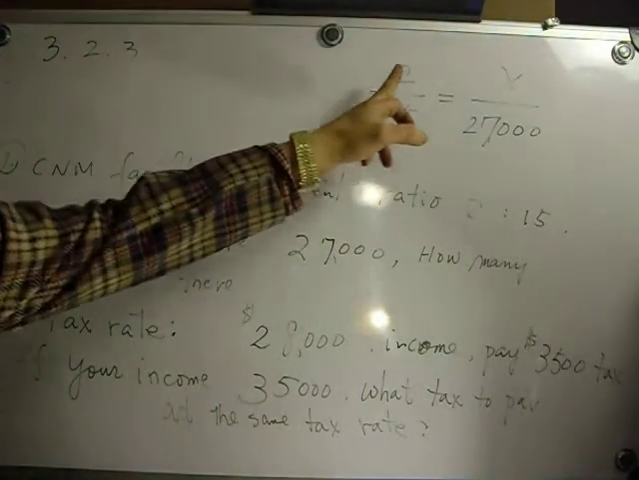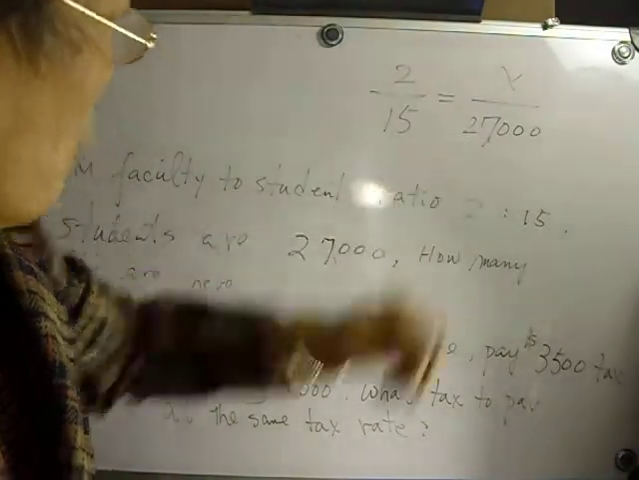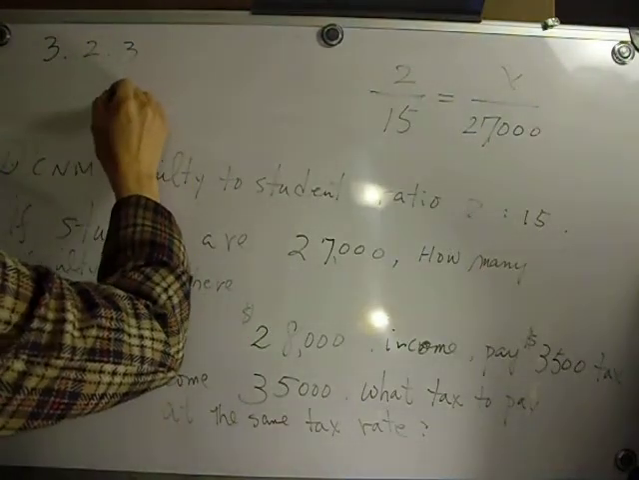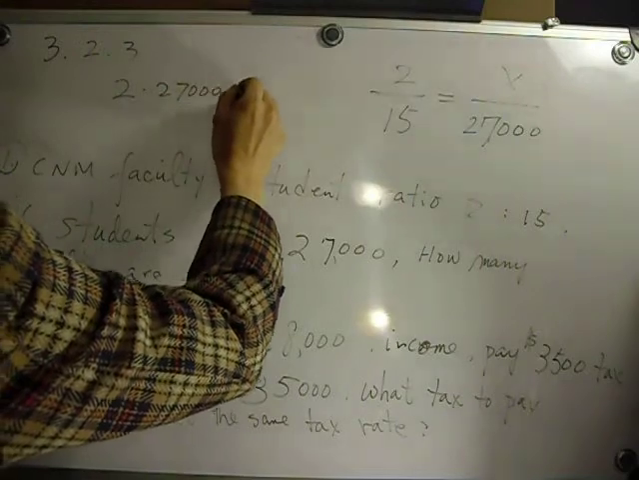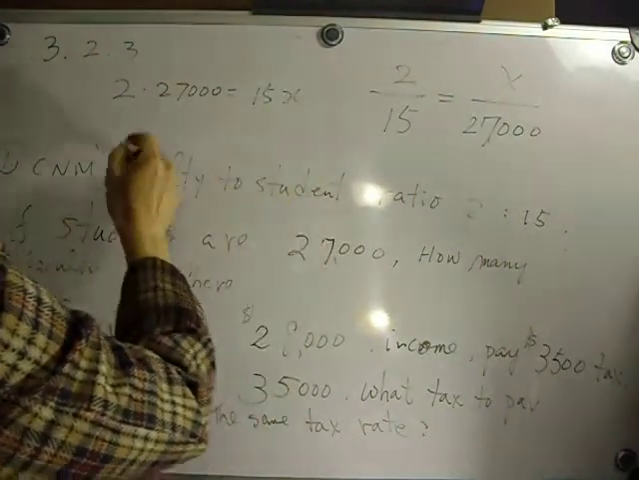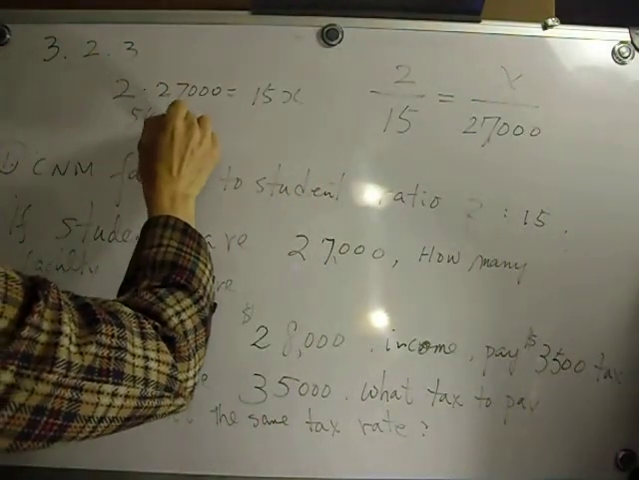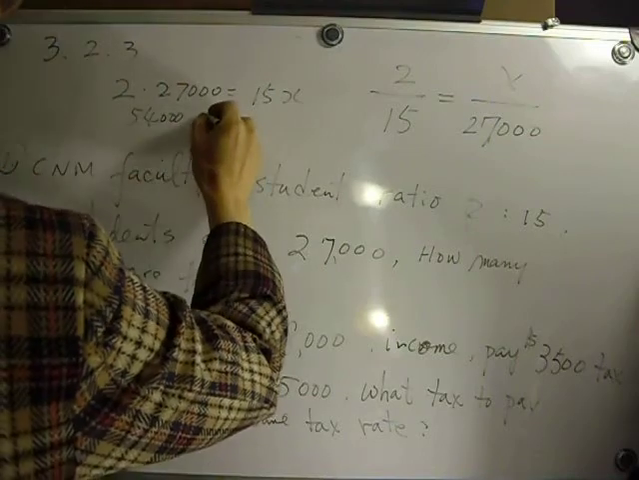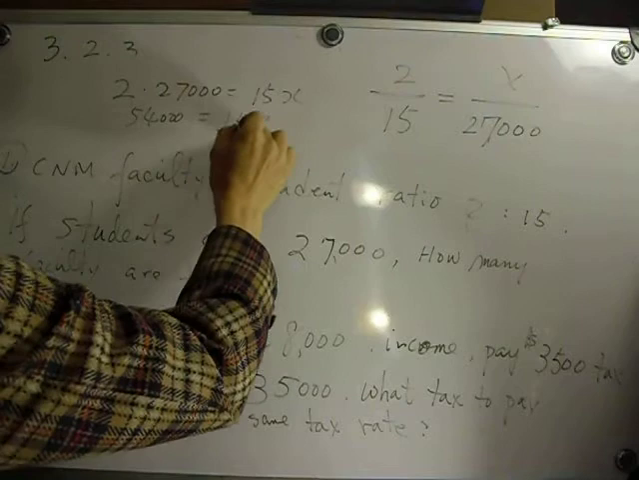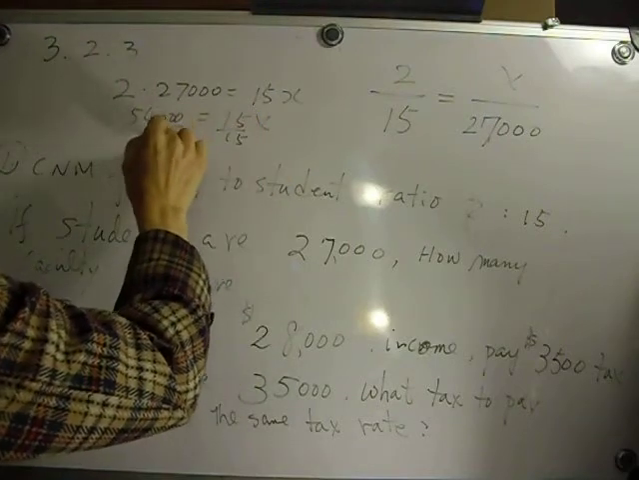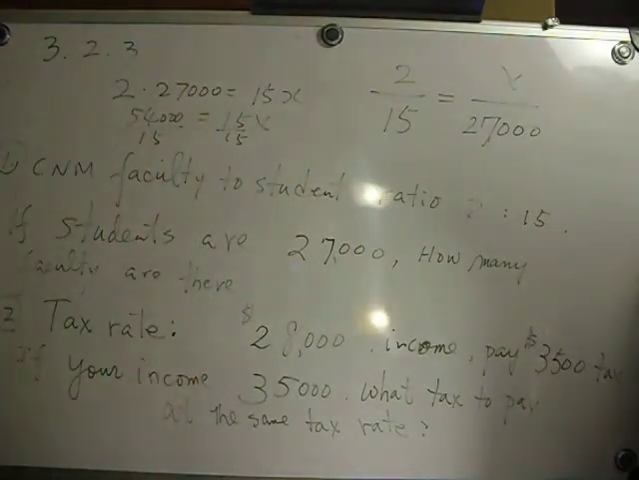Cross product. 2 times 27,000. 2 times 27,000 is 15 times x. This is 54,000 equal 15x. Then you divide it by 15. 54,000.